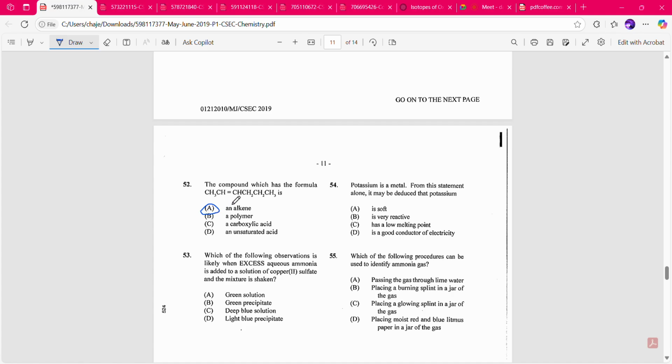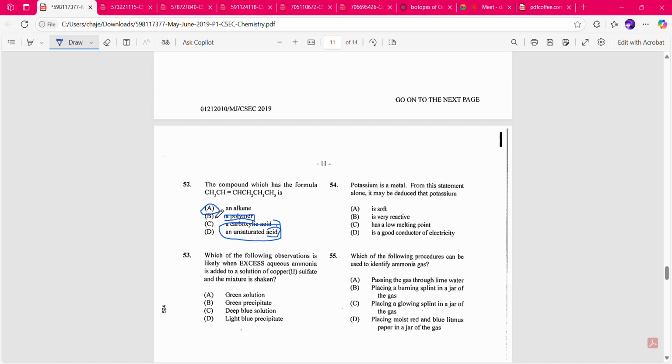The double bond right here. It's not an acid. Okay, unsaturated. I was just going to ask you how you know it so fast. The double bond is not acid because acids would have the OOH. So it's not any form of acid. These are out of it. And polymers don't have double bonds. Yeah, matter of fact, in order for you to make a polymer, you have to remove the double bond. So the correct answer has to be 52A.